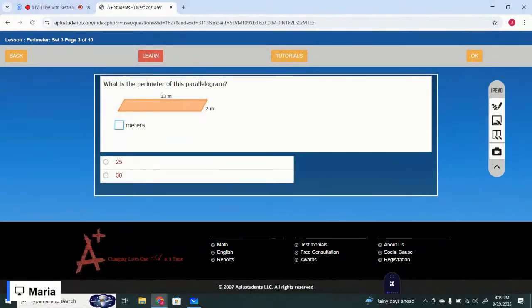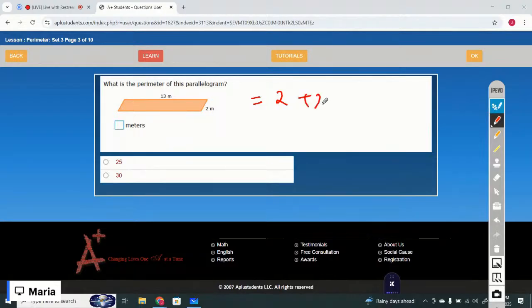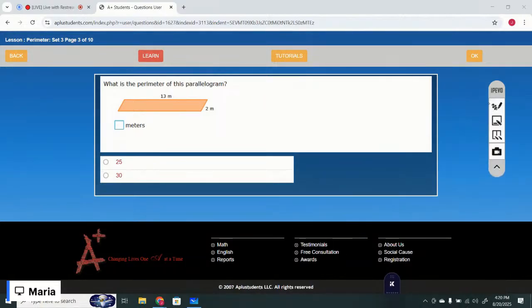What is the perimeter of the parallelogram? The perimeter of the parallelogram is you need to add all the side lengths, right? Opposite sides are equal in measurement, so that is 2 plus 2 plus 13 plus 13. So which is the correct option? 30 it is. Option number 2 is the correct option.